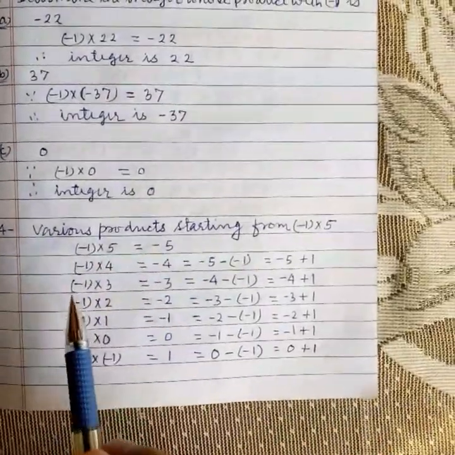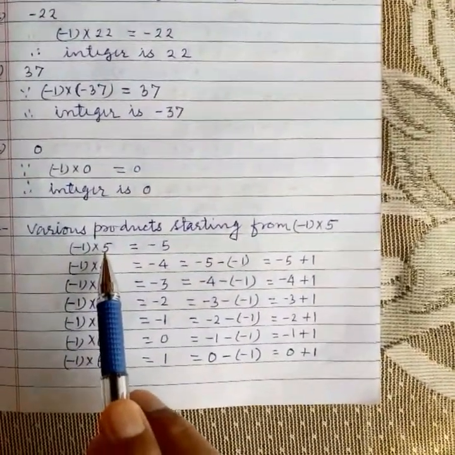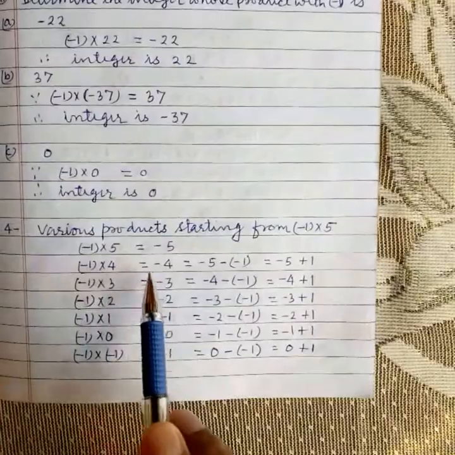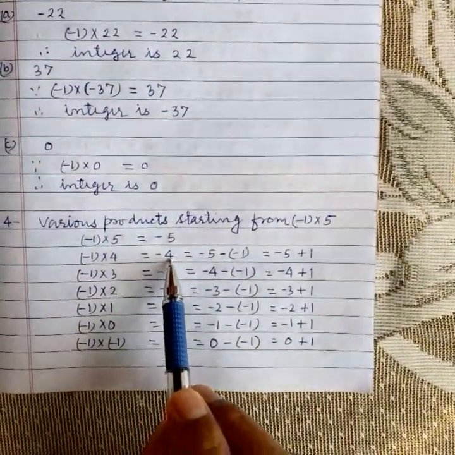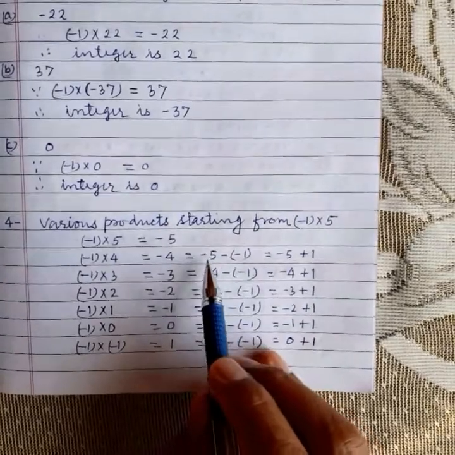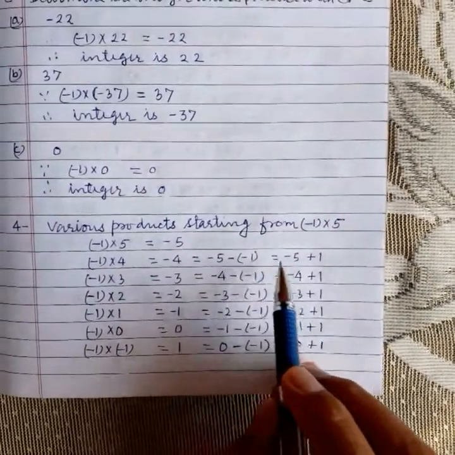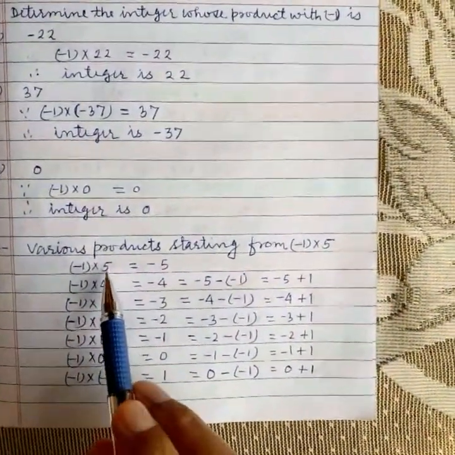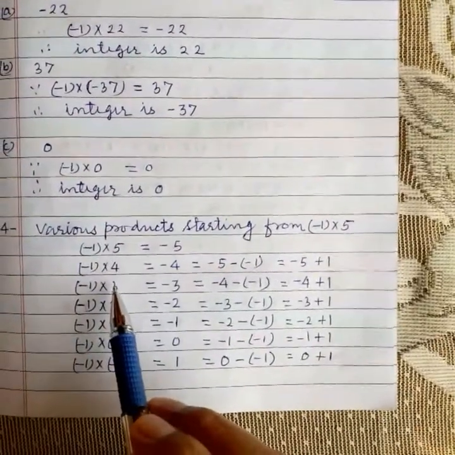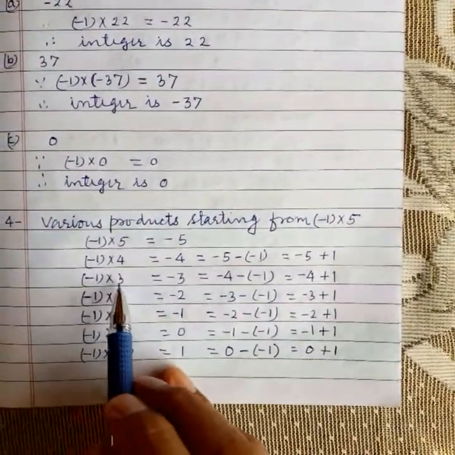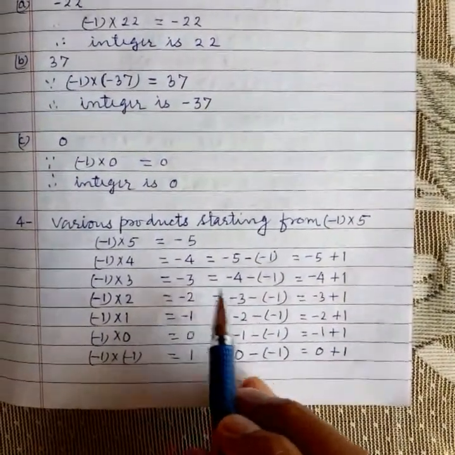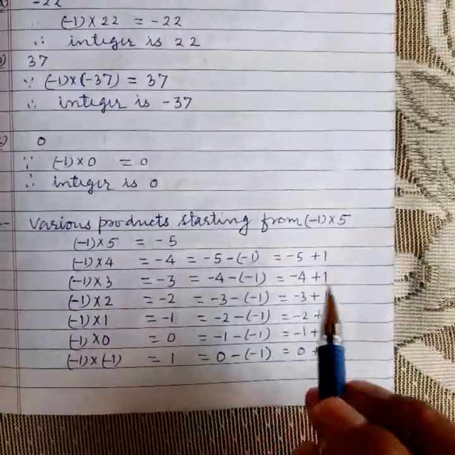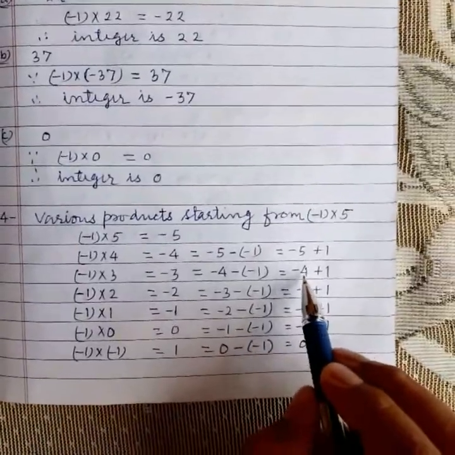Now, we will subtract 1 from 5, it will become 4. Now, minus 1 into 4, this is equal to minus 4. Now, minus 4 can be written as minus 5 plus 1. Now we are decreasing 1 here. Now minus 1 into 3, this is equal to minus 3, which is equal to minus 4 plus 1.